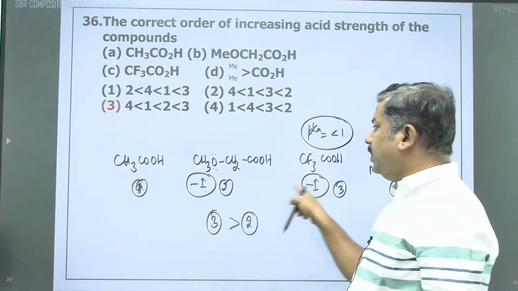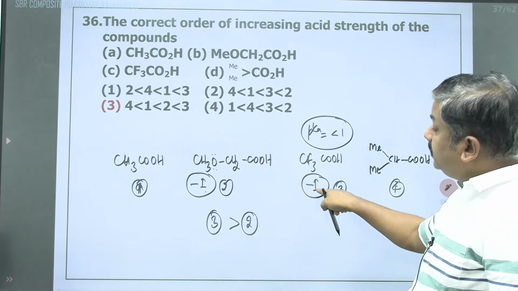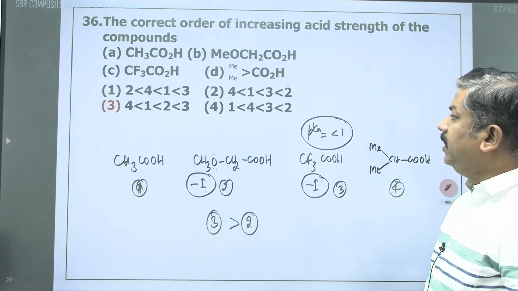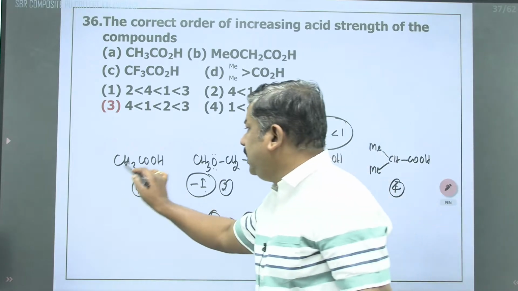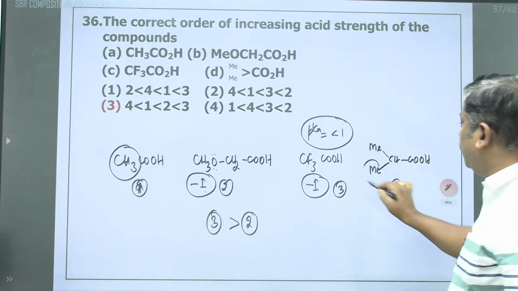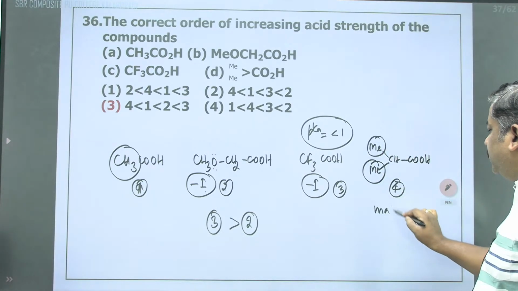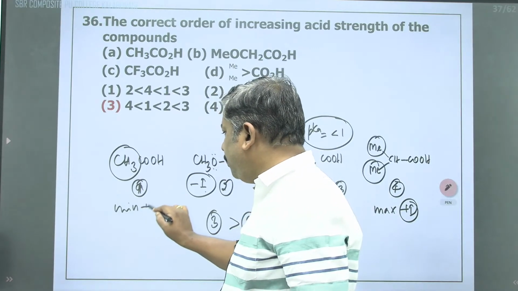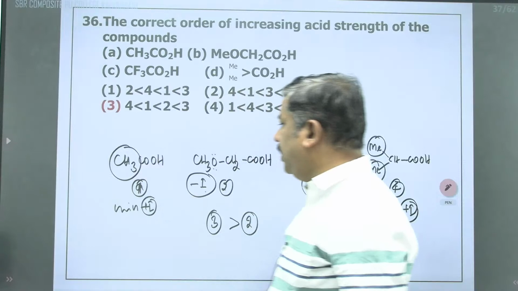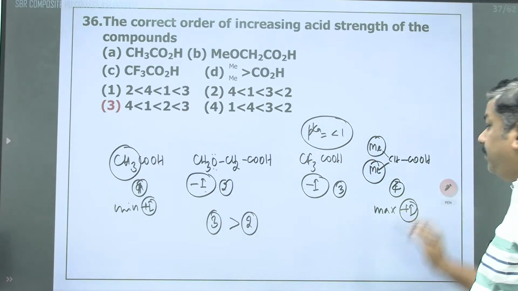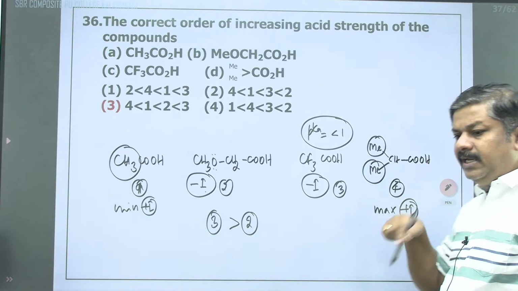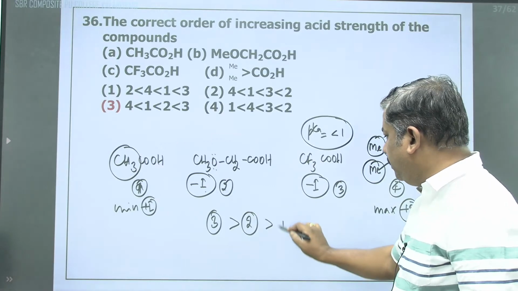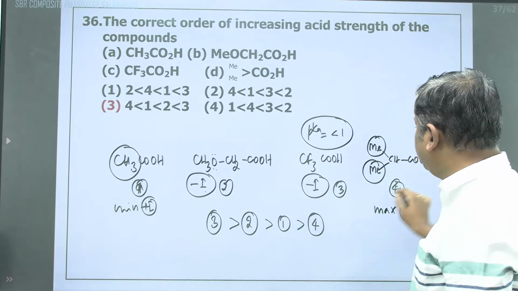First one is third, trifluoroacetic acid, because of the highest amount of minus I effect. Next one also has a certain amount of minus I effect. Next one is a CH3 group, only one methyl group is there, but here 2 methyl groups are there. Now this compound has the maximum plus I effect, and this compound has the minimum plus I effect. The compound with minimum plus I effect is always more acidic in nature when compared to the compound with maximum plus I effect. As the electron releasing nature increases, the acidity of the compound decreases. After that, it is the first compound, and the least acidic compound is the 4th one.